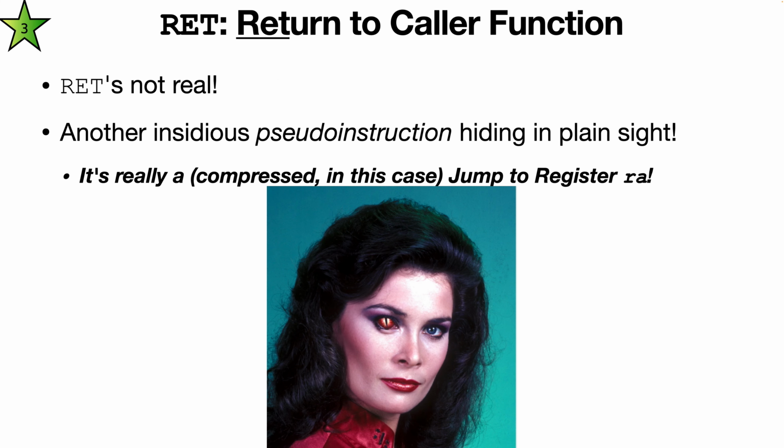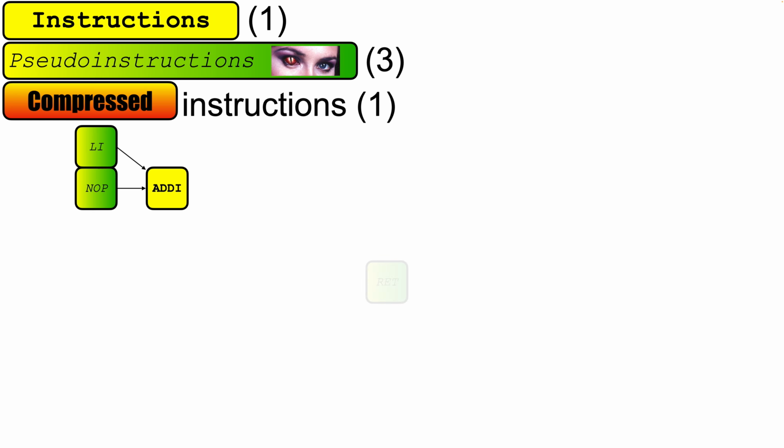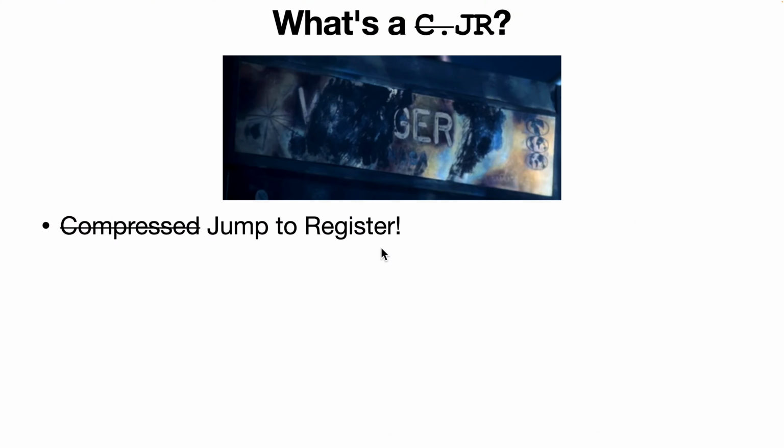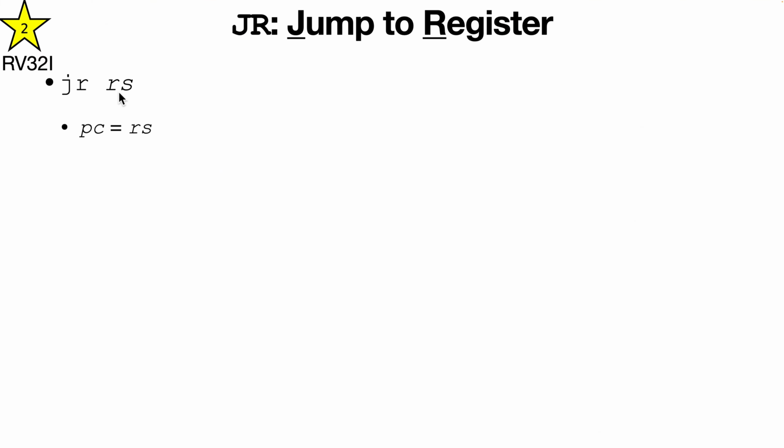So again, ret's not real, it's a pseudo instruction, and in this case, it was a compressed jump to register RA. So here we have our ret pseudo assembly instruction. It points at a compressed jump to register, but a compressed jump to register implies there is a non-compressed jump to register. So if that's a c.jr, what's a jr? Glad you asked. That's just a jump to register, and that is defined as follows.